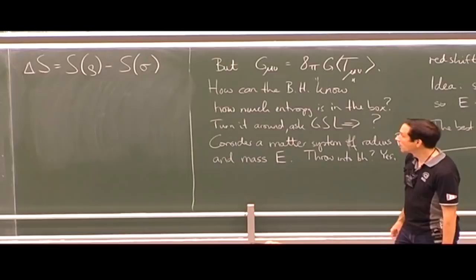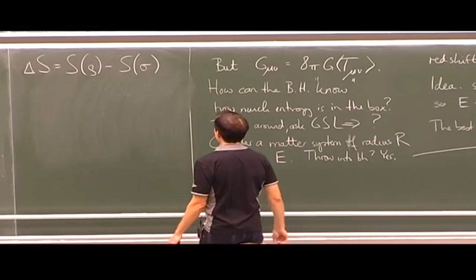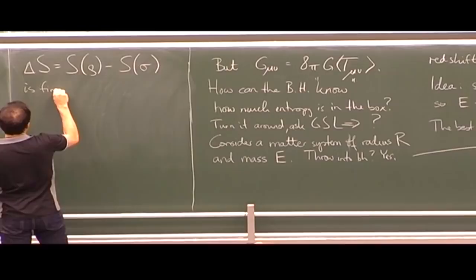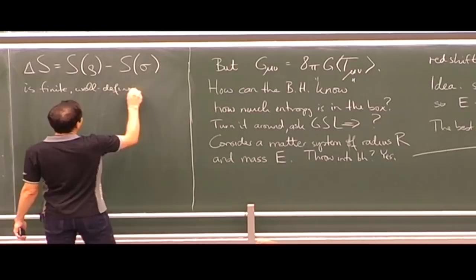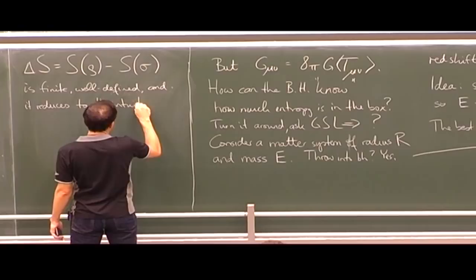Okay, now, it's not obvious that this is well-defined, but you can show that it is. In other words, you might have worried that the divergences don't actually cancel and so on, but you can show that they do. So this is finite, well-defined, and it reduces to the intuitive answer when we have one.